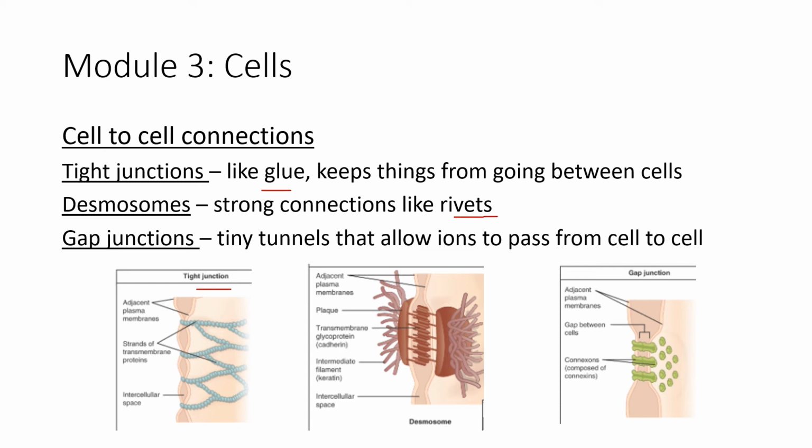Desmosomes are more like rivets, so it's kind of circular in one place and then another spot. Very strong connections. Gap junctions are these little tunnels. So if you see here, these little tunnels can allow ions to flow through.